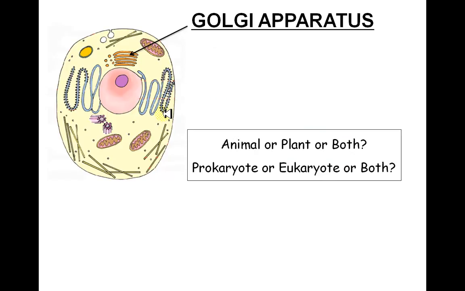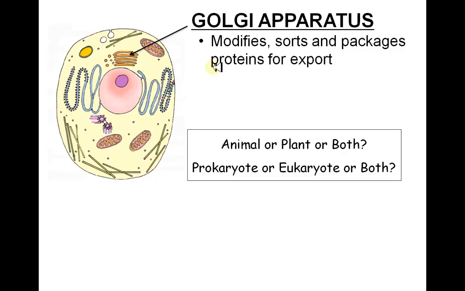Golgi apparatus. Golgi apparatus are these pancake-looking things, and that's what I see when I actually see them. They're places where we actually modify, where we sort, or we package proteins for export. It can actually package them for use inside the cell, or it can actually package them, more likely, to go outside of the cell.